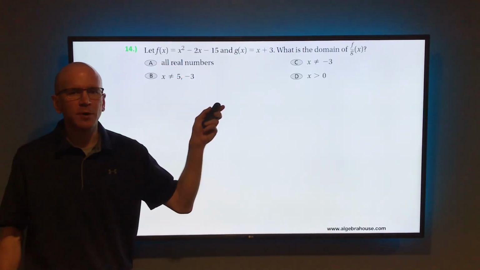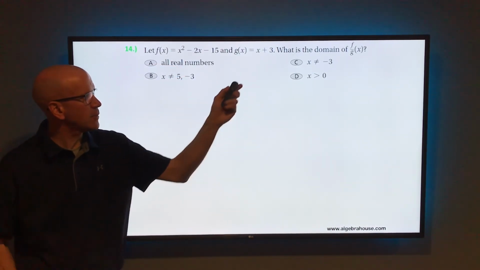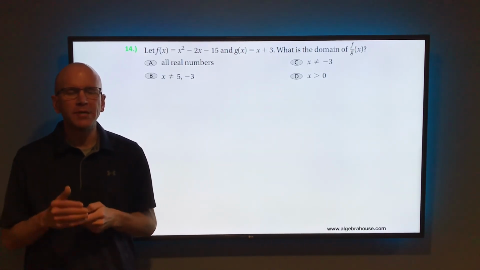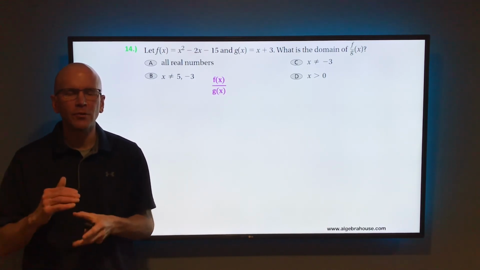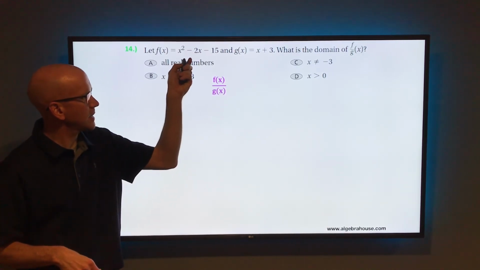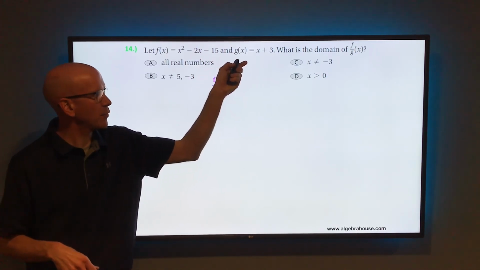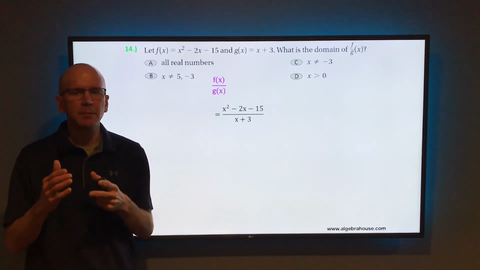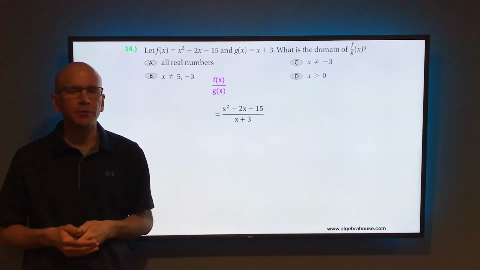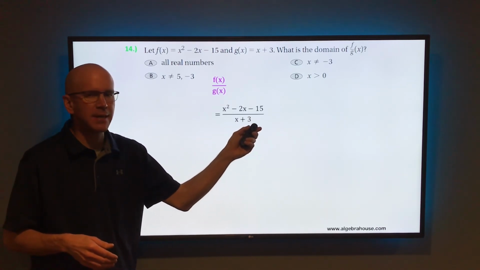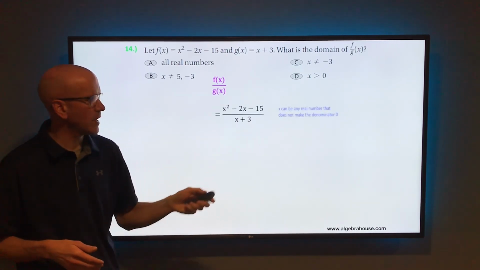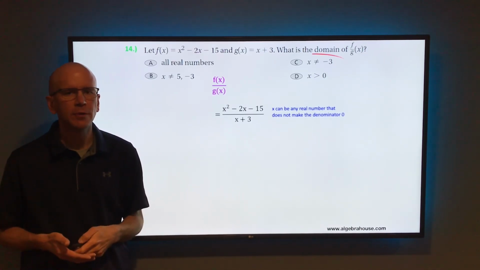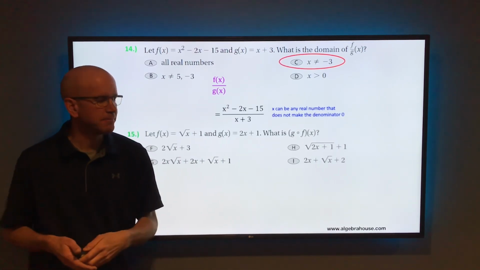Let f of x equal x squared minus 2x minus 15 and g of x equal x plus 3. What is the domain of f over g of x? So f over g of x, that's the same thing as f of x over g of x. So take what f of x is, x squared minus 2x minus 15, and put that over what g of x is, x plus 3. Now we're just looking at the domain. So when you think about the domain, you want to think about what x cannot be equal to. X cannot be a value that makes the denominator equal to 0. So a value of x that would make the denominator equal to 0 would be negative 3. So x cannot be equal to negative 3. Or in this case, letter C.